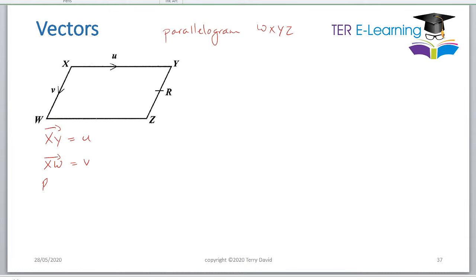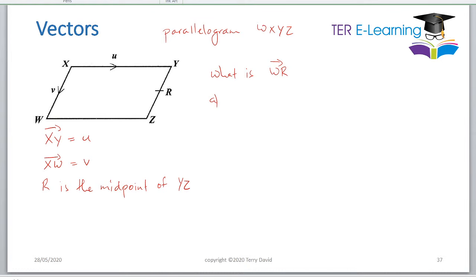So point R is the midpoint of YZ. So the question wants to know, what is WR? Again, pay attention to this question. Make sure you know how to answer it.